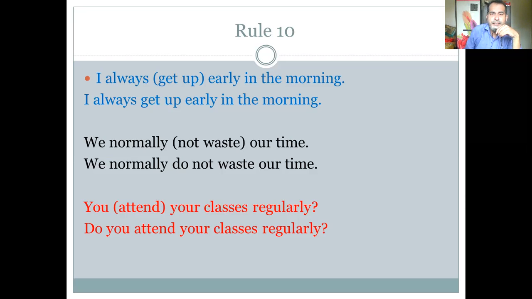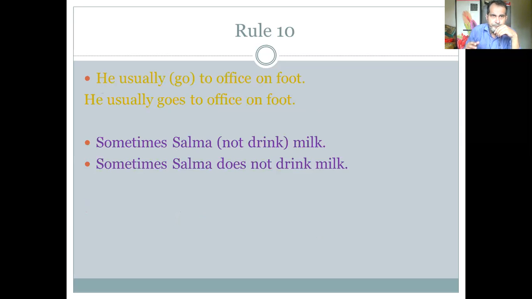Again, we are using the present indefinite tense. Next example: he usually, in bracket, go to office on foot. On foot means by walking. So he does not use vehicles for going to school or office. He goes there on foot. So it is his usual practice, his everyday practice. So again, we are using present indefinite. That's why he usually goes to school, office on foot.